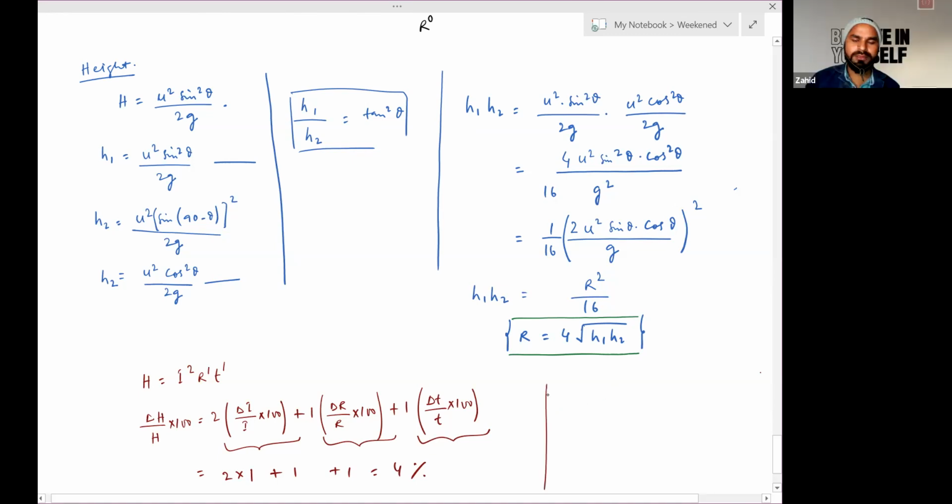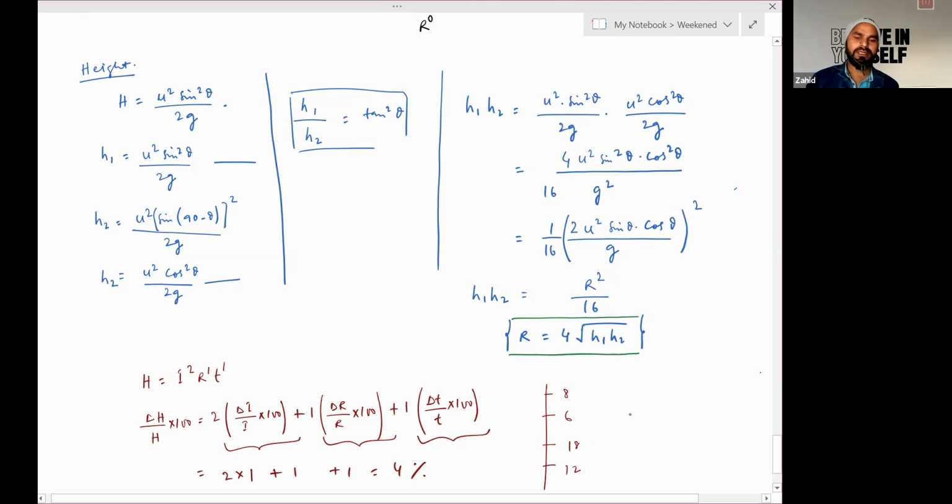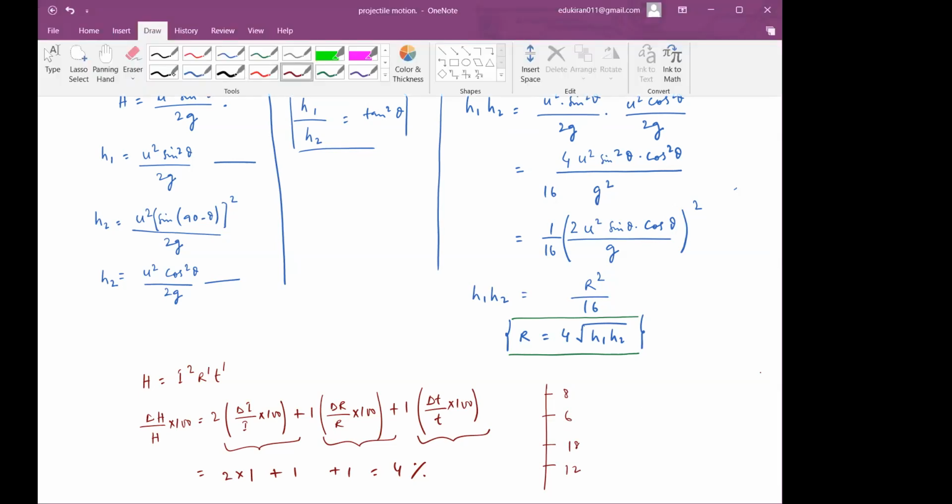And what were the options? 8%, 6%, 18%, and 12%. I think there is some mistake. It would be 2%, 2%, 2% for all of them. Then you will get 8. There is some error in the problem. Okay, okay, sir.